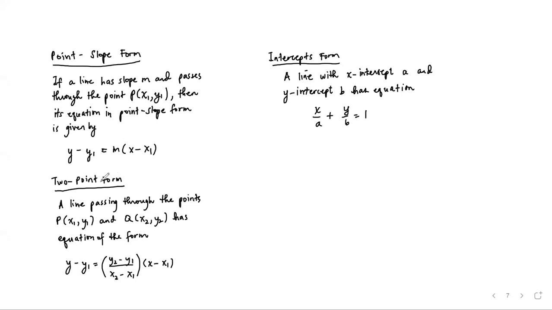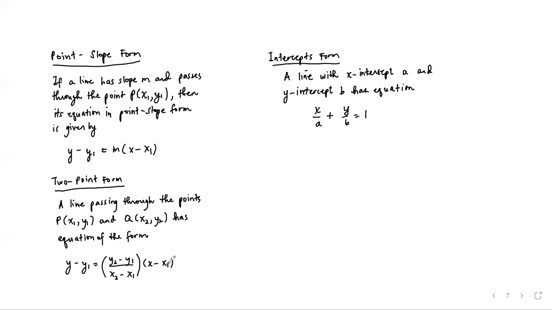Now, if 2 points of a line are given, then we shall use the 2-point form. So a line passing through the points P with coordinates (x1, y1) and Q with coordinates (x2, y2) has an equation of the following form. It can be written as y minus y1 equals the slope of the line passing through the points P and Q, which is given by (y2 minus y1) over (x2 minus x1), times the quantity x minus x1.